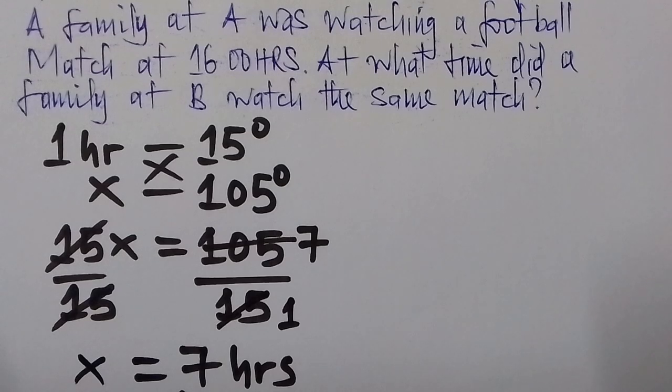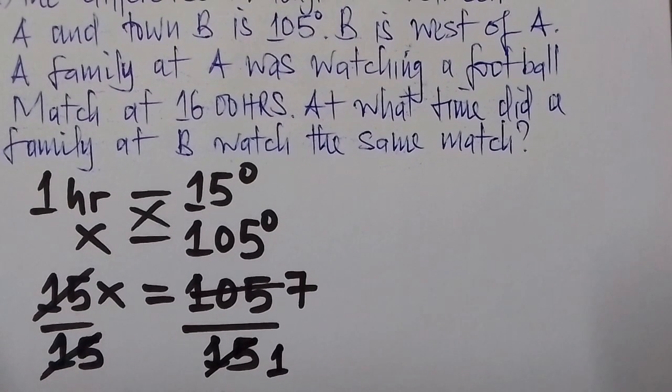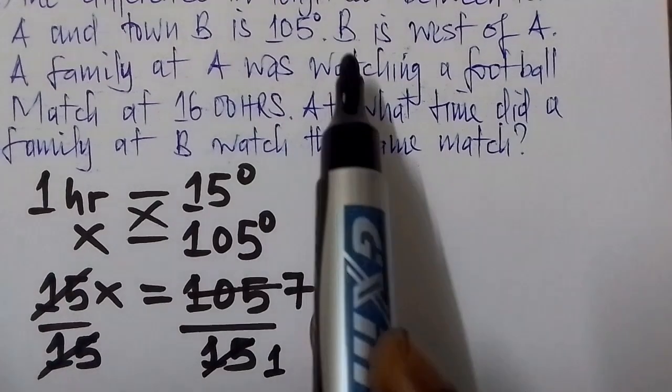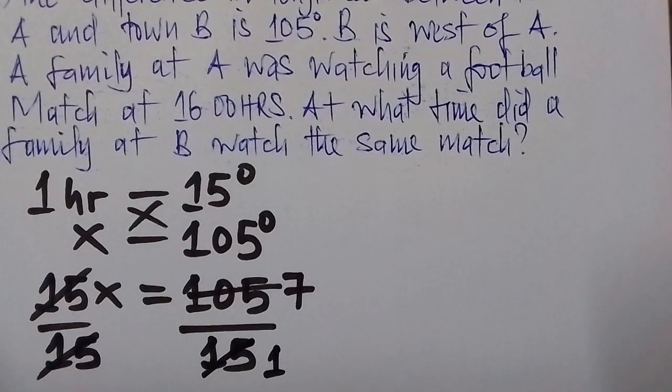Looking at that statement, B is west of A. Since B is west of A, this means that we are losing time, and we are going to subtract the time difference from 16 hours. If you move from west to east, you gain time, and in that case we would have added. But in this case, we are losing time, so we simply subtract.